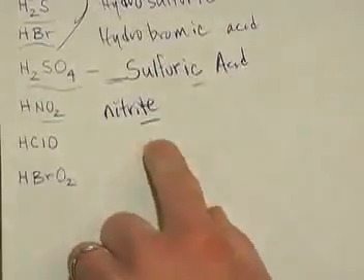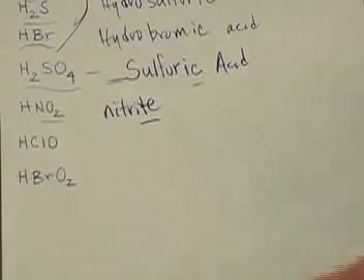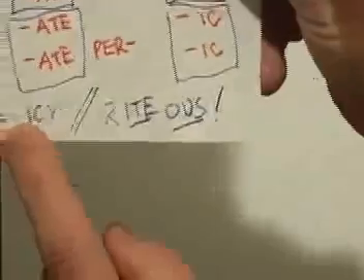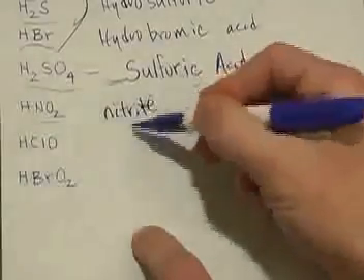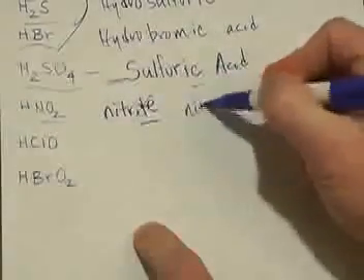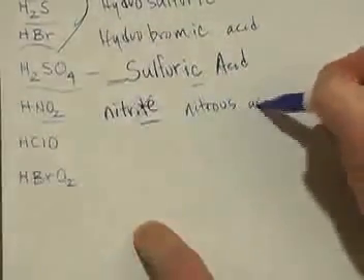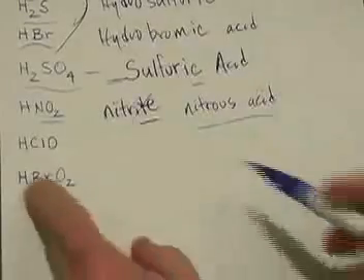Nitrite. What does it end with? Oh, it ends in ite. Let's see. Ate it and it was icky. Oh, it doesn't end in ate. So if it's not ate, then it's got to be ite. Ite goes to us. Okay, righteous, right? Okay, so change it from ite to us, so I call it nitrous acid. Got it. Nitrous acid. Okay, good.